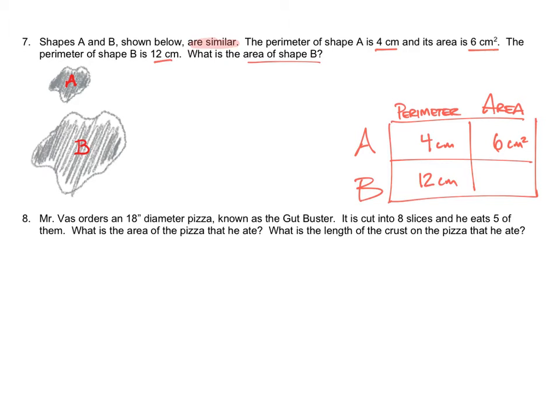And here's the one thing I know. The scale factor is the same as the perimeter ratio. So if I look right here, to get from 4 to 12, we multiply by 3. That means our scale factor is 3.